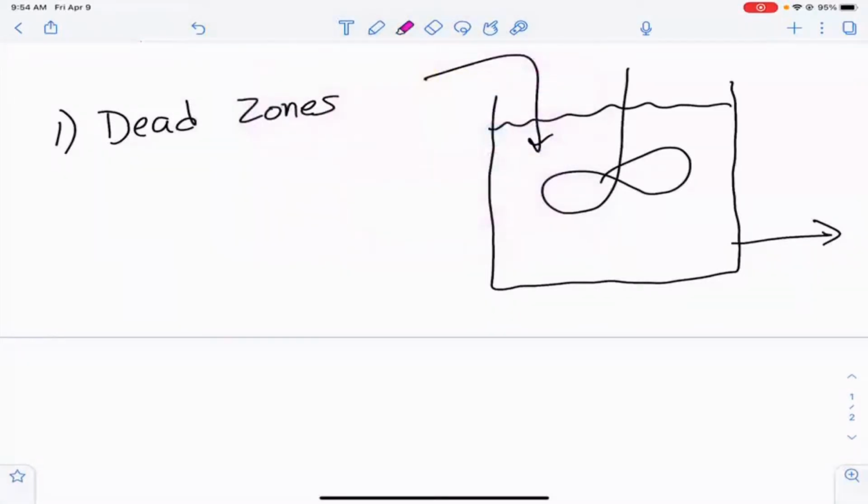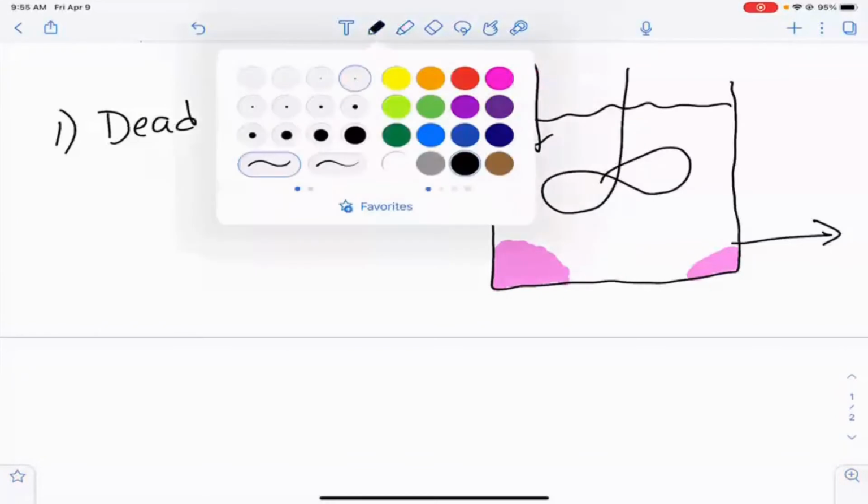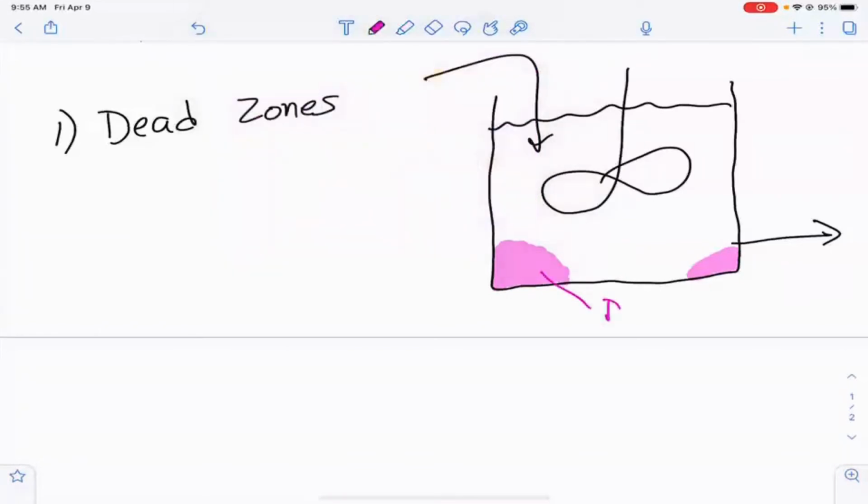Maybe like the bottom corners. Yeah, the corners are a great place. So let's think about it like here. Yeah, that seems to make sense. You also could draw one here. It's also possible to have them at the top and at other places. So these dead zones, that's really what these are.